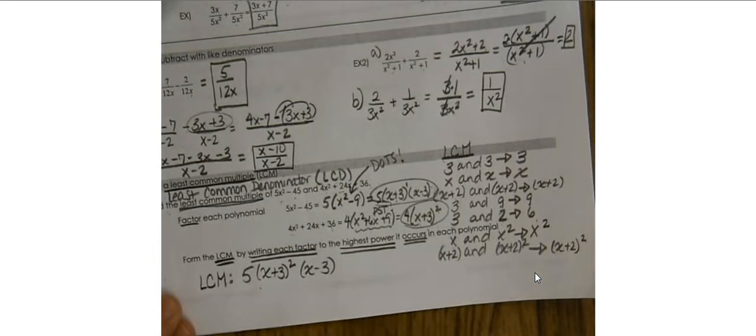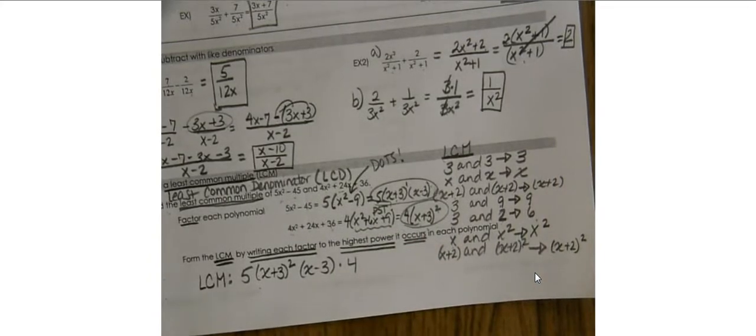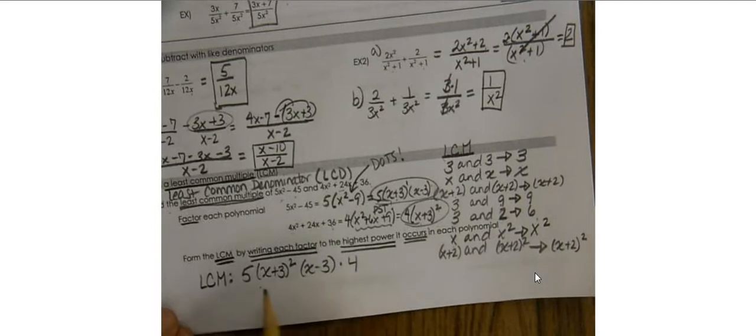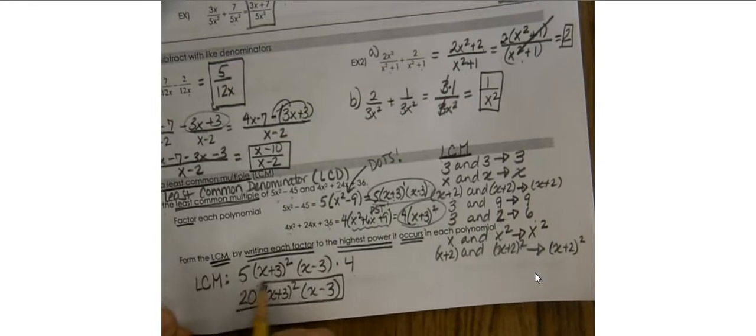So x minus 3 is part of my least common multiple. Then I have a 4, so this is going to be times 4. And if you want, you could probably break that down into 2 squared if you would like. But now I have addressed every single piece, and I'm going to simplify this. 5 times 4, that is 20. x plus 3 squared times x minus 3. That is my least common multiple.